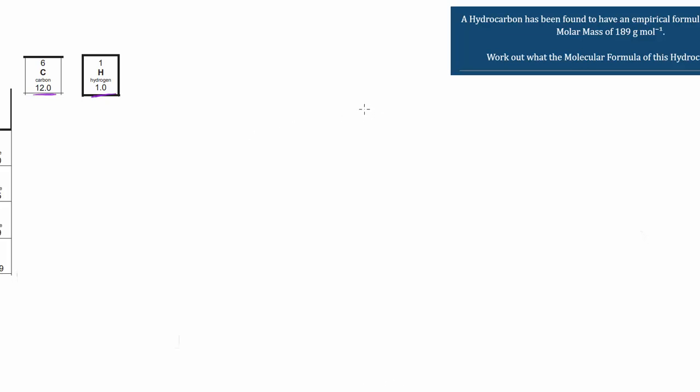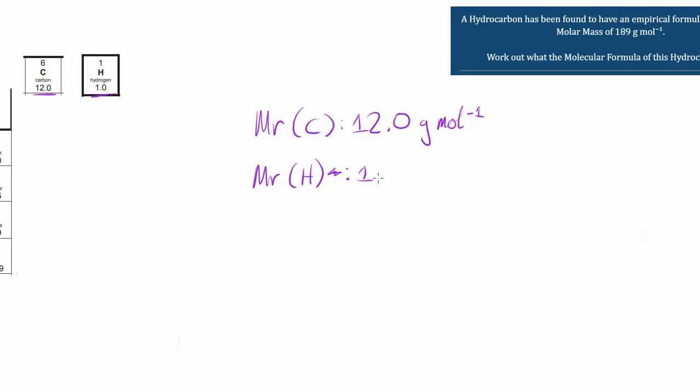So I'm going to just put a note with regards to those, just to articulate my reasoning in writing. So the molar mass for the carbon is going to be equal to 12.0 grams per mole, right? And our molar mass for the hydrogen is going to be effectively 1.0, as you can see here, 1.0 grams per mole.